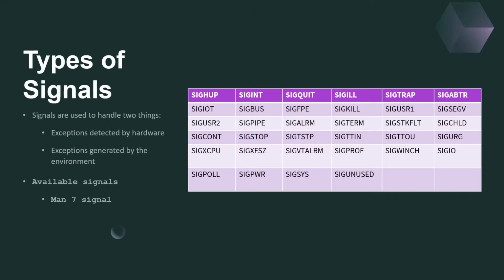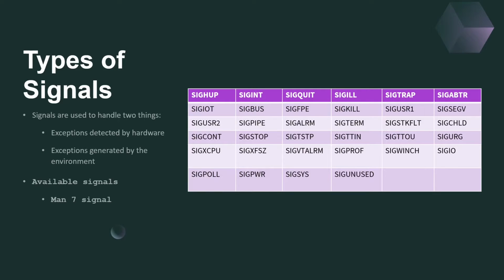Let's move on to the types of signals. There are a number of different types of signals, and the particular signal sent by the kernel indicates what type of event or exception occurred. Generally, signals are used to handle two things: exceptions detected by hardware, such as an illegal memory reference, and exceptions generated by the environment, such as the premature death of a process from the user's terminal.